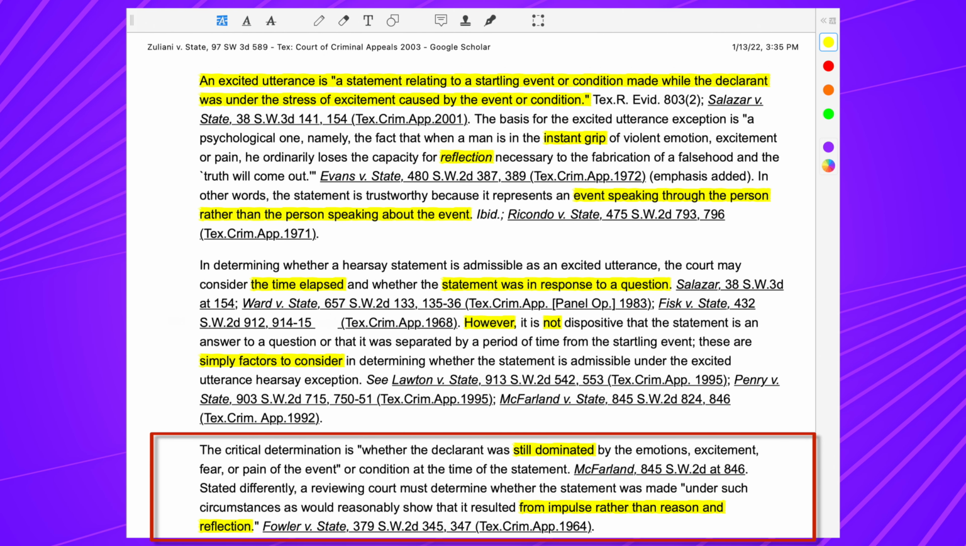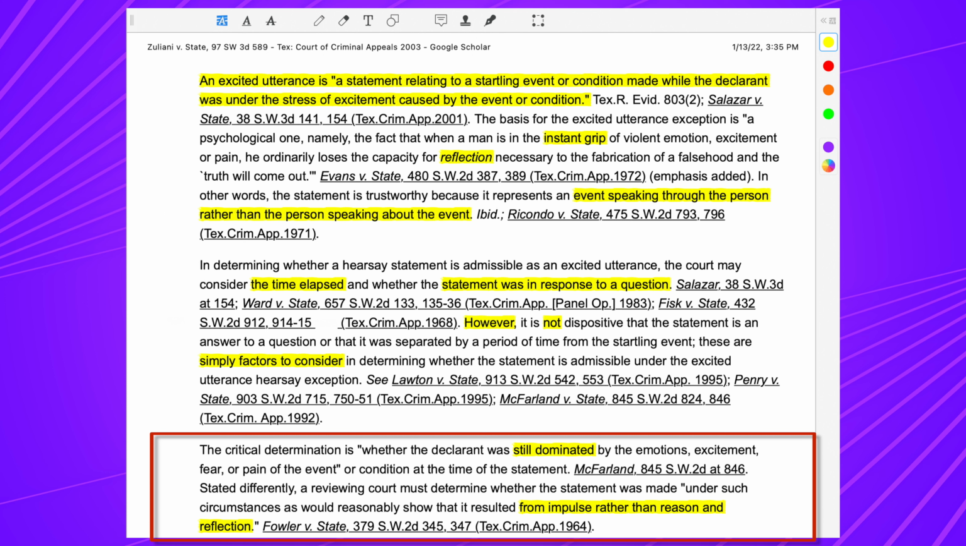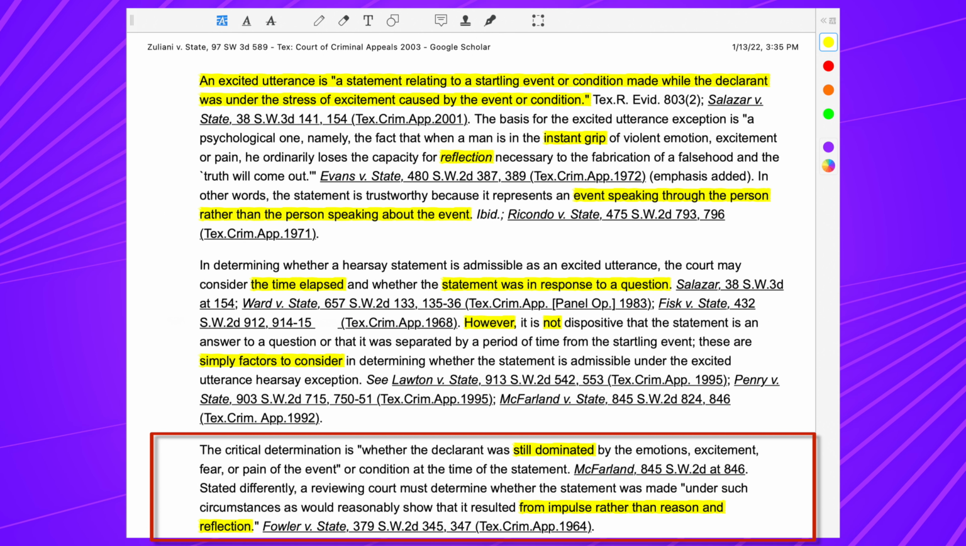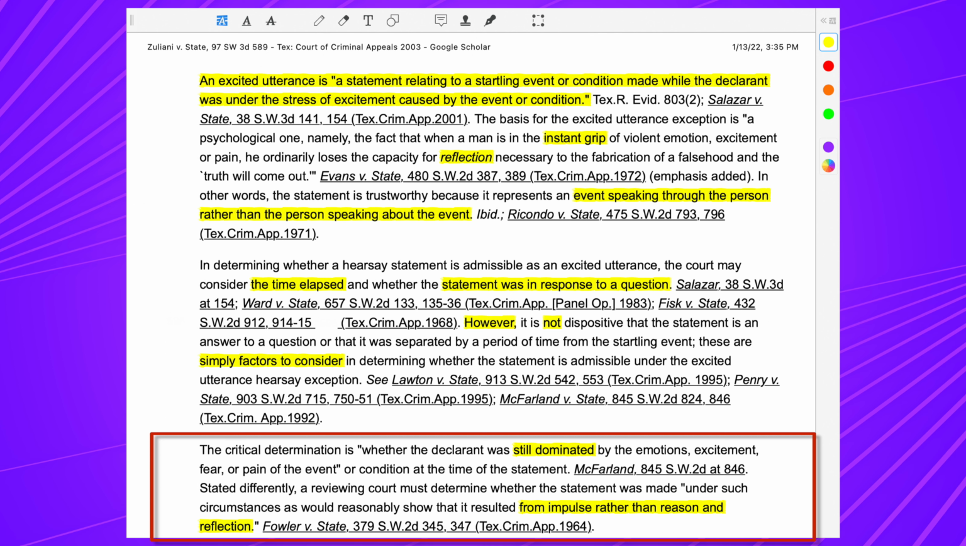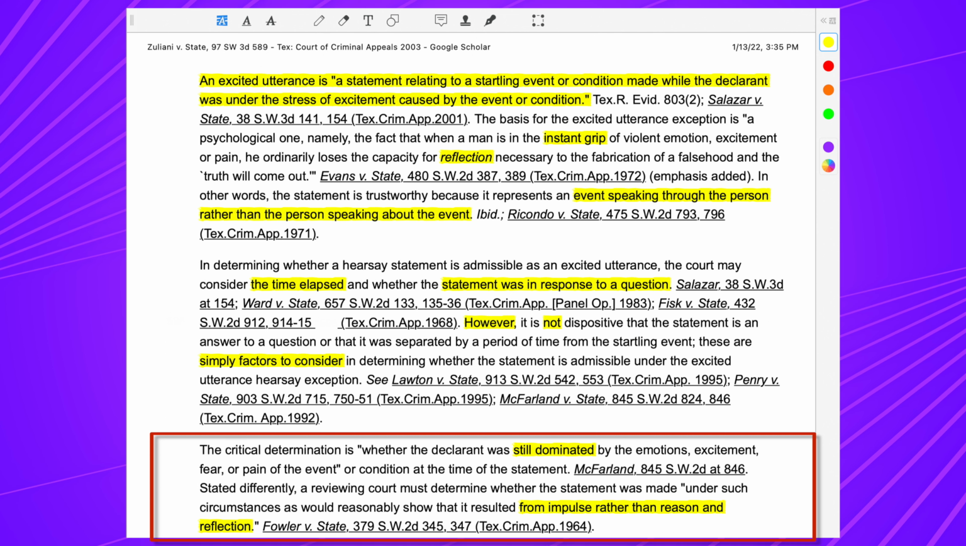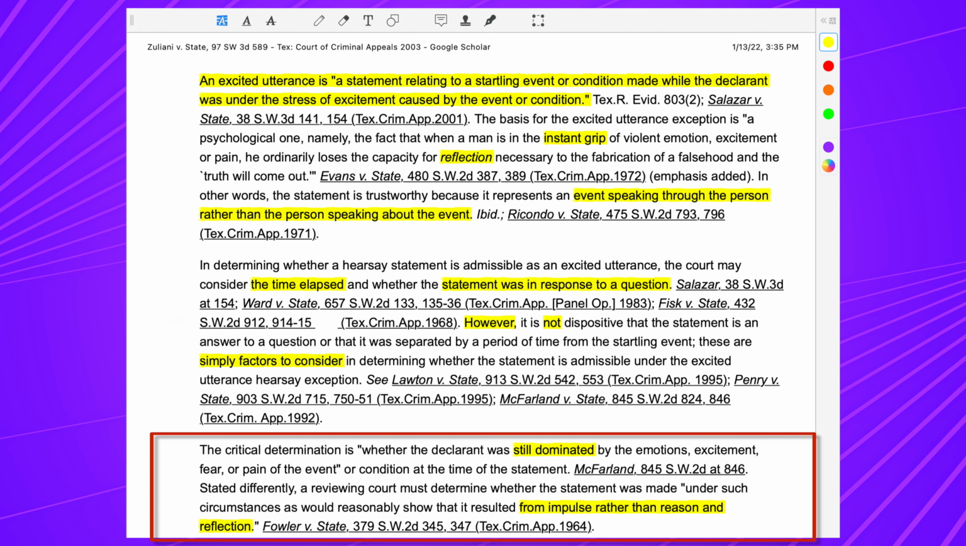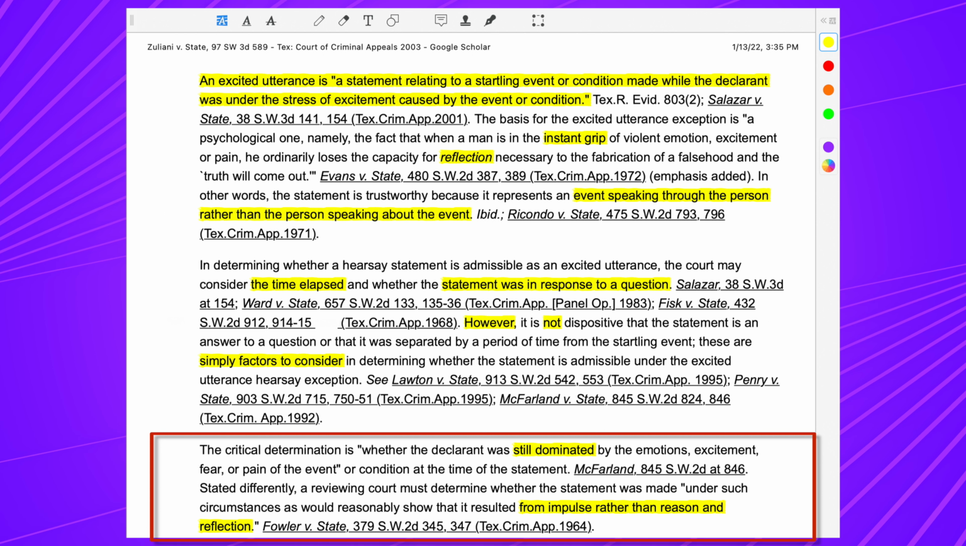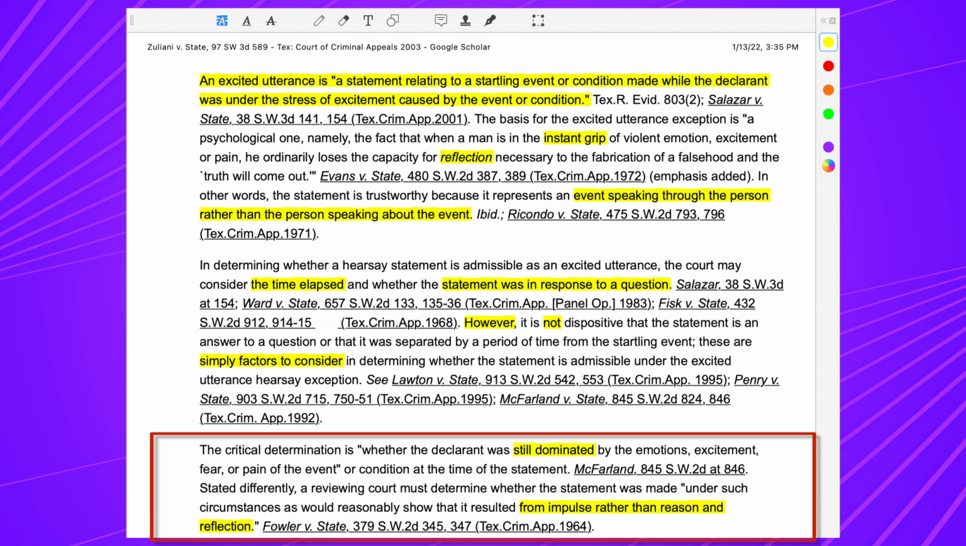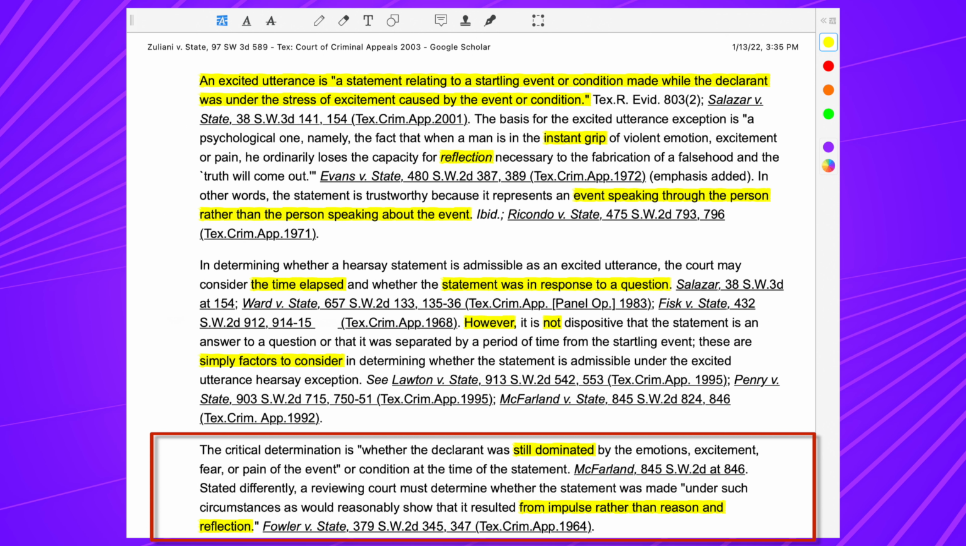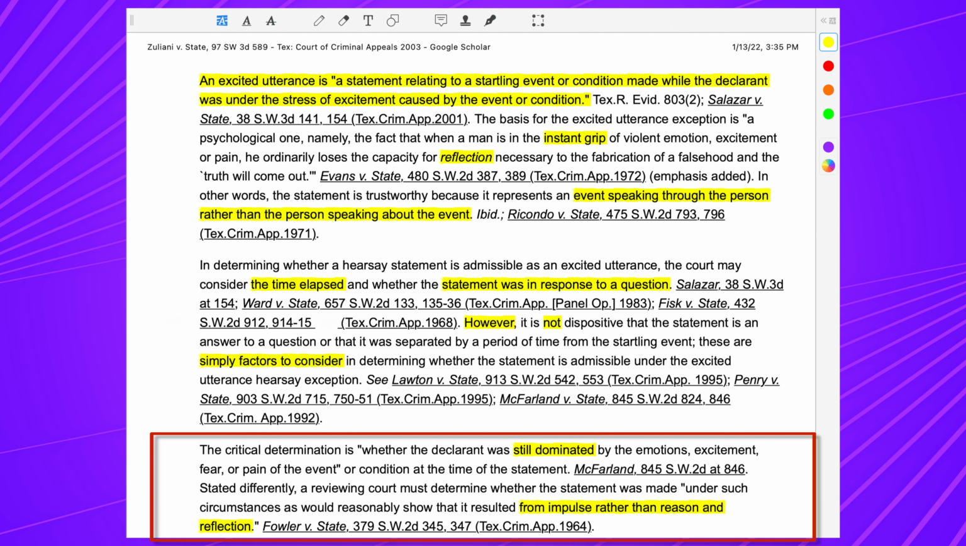Now, here's the important part that I really want you to pay attention to. The critical determination is whether the declarant was still dominated by the emotions, excitement, fear, or pain of the event or condition at the time of the statement. Stated differently, a reviewing court must determine whether the statement was made under such circumstances as would reasonably show that it resulted from impulse rather than reason and reflection. So this last part, impulse rather than reason, is what gets us, if we bring it full circle, to the fact that excited utterance falls under this spontaneous category.